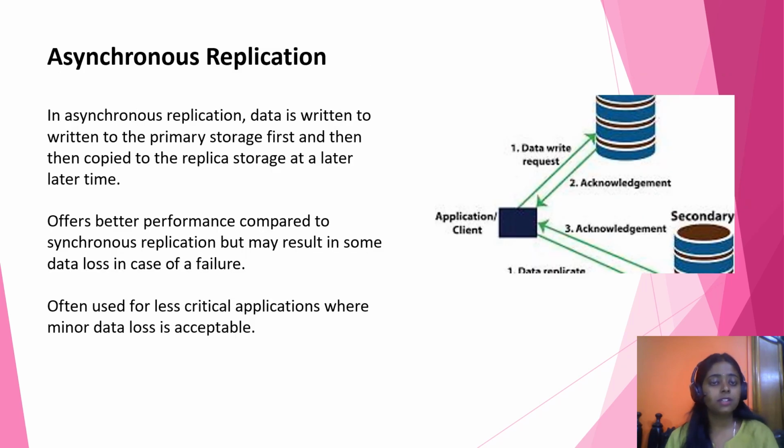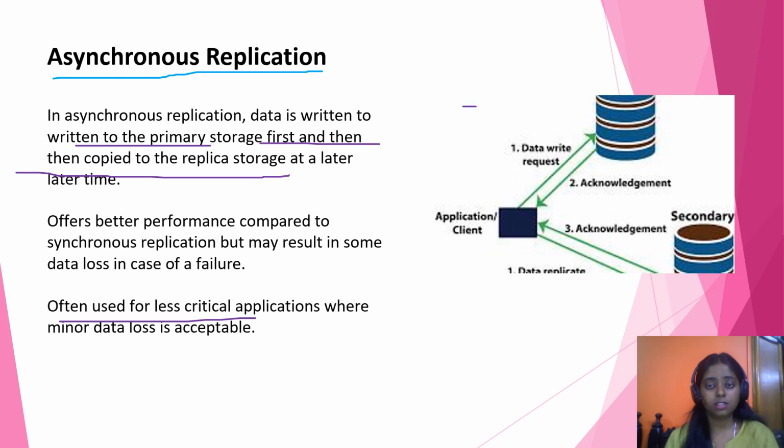So moving on to the next slide, we have asynchronous replication. So in asynchronous replication, data is written to primary storage first and then copied to the replica storage at a later time. So this is the difference between synchronous and asynchronous. Offers better performance compared to synchronous replication but may result in some data loss in case of failure. Often used for less critical applications where minor data loss is acceptable.